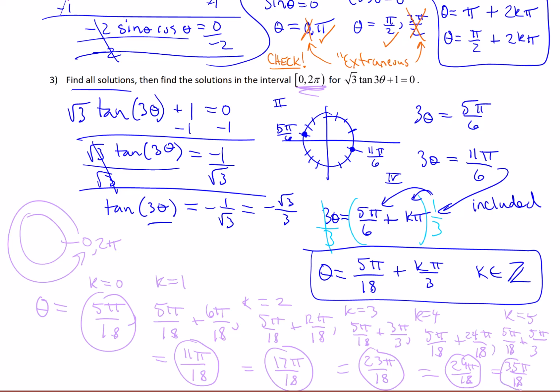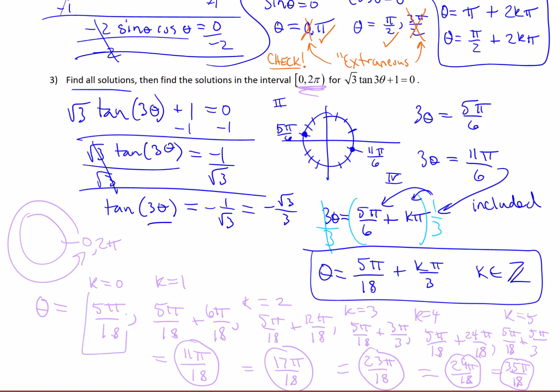Can you think about why? Because look, 35 over 18 is pretty close to 2. What's 2? It's 36 over 18. If I go one more, if I let k be one bigger and add pi over 3 to this, there's no way it's going to stay within 2 pi. So that certainly would be all of them to represent the full set of solutions between 0 and 2 pi.